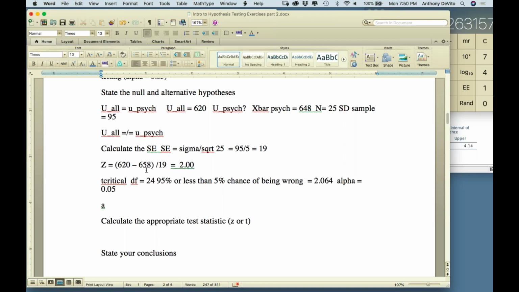So let's see, 620 minus 658 over 19, my T score is, right, still 19, my standard error is still 19, 95 over 5, because the square root of the sample size is 5, right? But this time, since I only know the sample standard deviation and the sample size is only 25, I have to use the T value for my critical value, which is equal to 2.064. But I calculate my T score from 620 minus 658. They're 38 apart, and the standard error is 19. They're exactly 2 standard errors apart. Is that enough for me to reject the null hypothesis now?